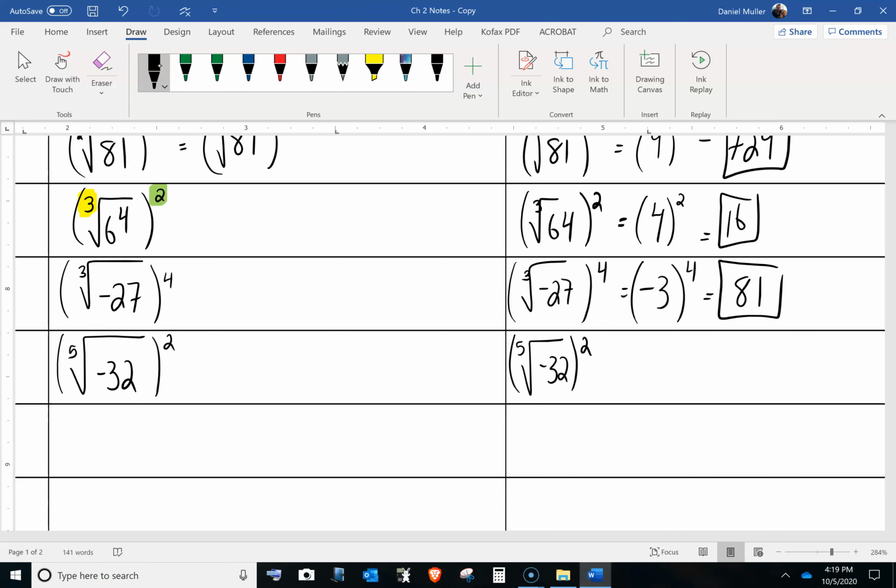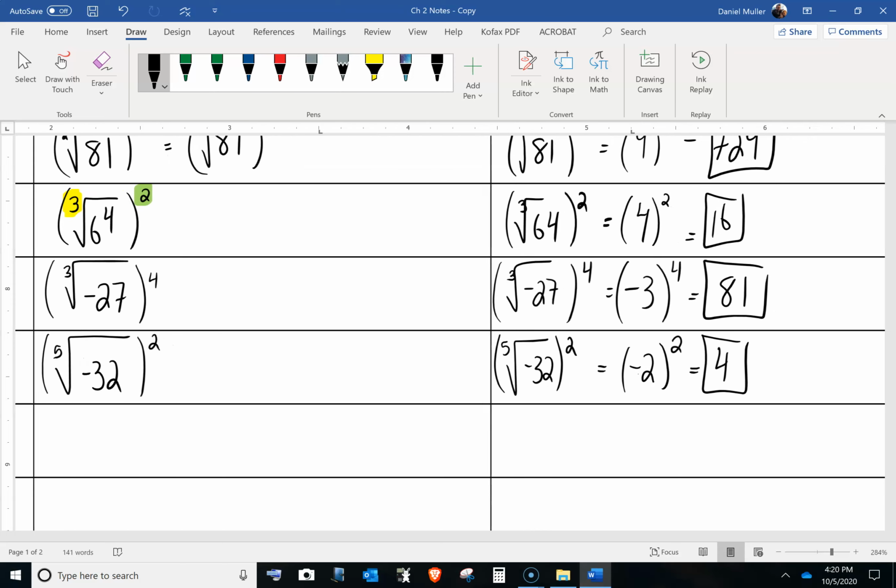So the fifth root of negative 32 is going to be what number times itself, times itself, times itself, times itself, 5 times, gets to negative 32. And after a while, you just know that number is negative 2. 2 times 2 times 2 times 2 times 2 is 32, and then there are 5 negatives, which will keep it negative. And then I have to do the squared. Negative 2 squared is 4.